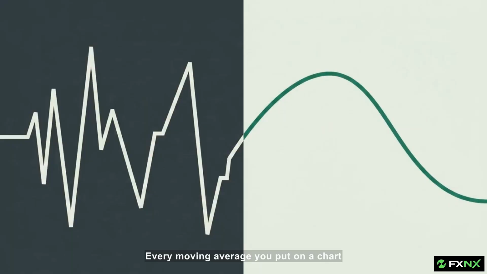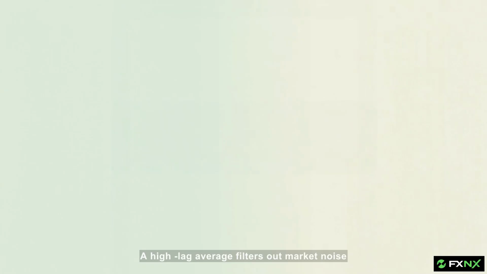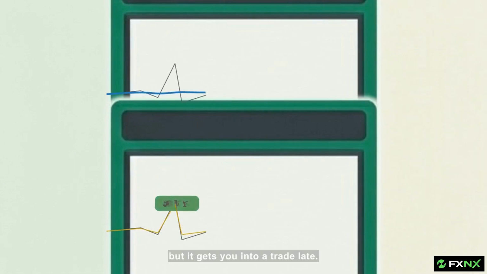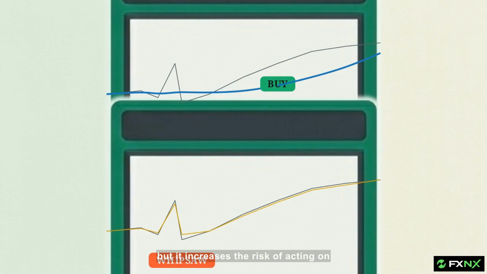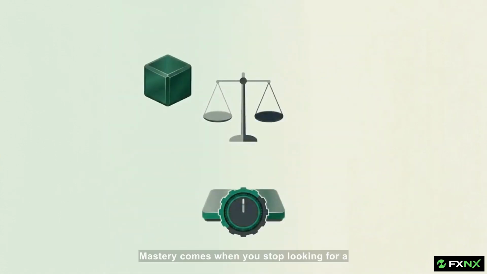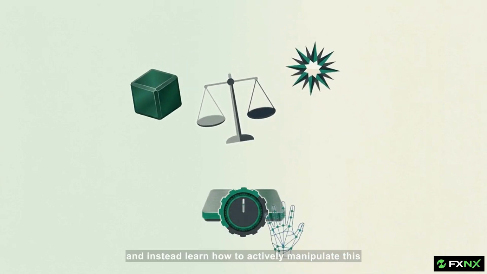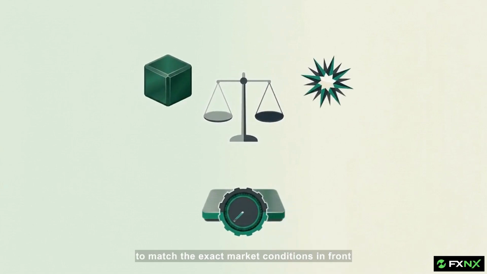Every moving average you put on a chart is bound by an inescapable mathematical conflict, the constant tug-of-war between lag and responsiveness. A high lag average filters out market noise in chaotic spikes, but it gets you into a trade late. A highly responsive average catches new trends early, but it increases the risk of acting on a false signal. Mastery comes when you stop looking for a perfect indicator and instead learn how to actively manipulate this balance scale to match the exact market conditions in front of you.